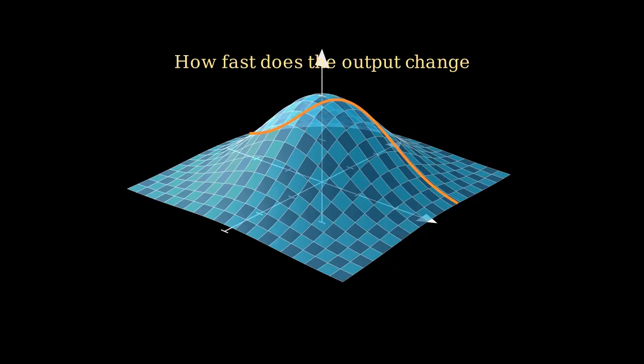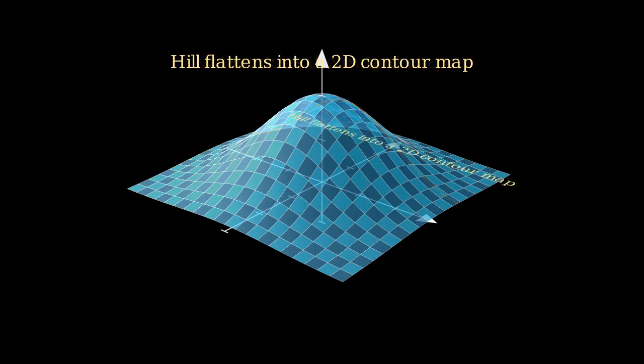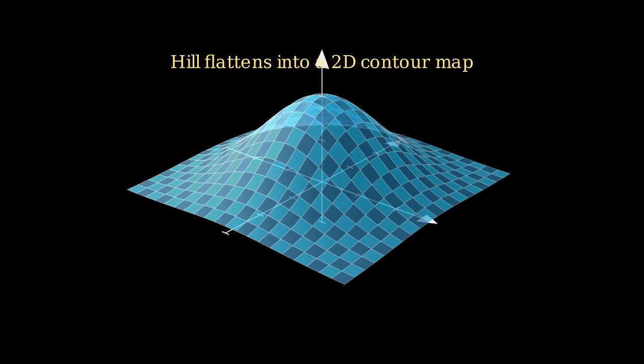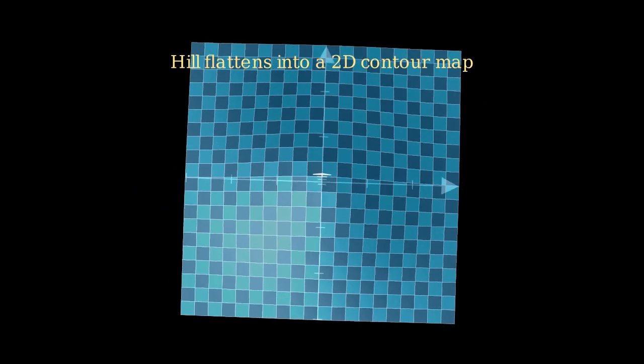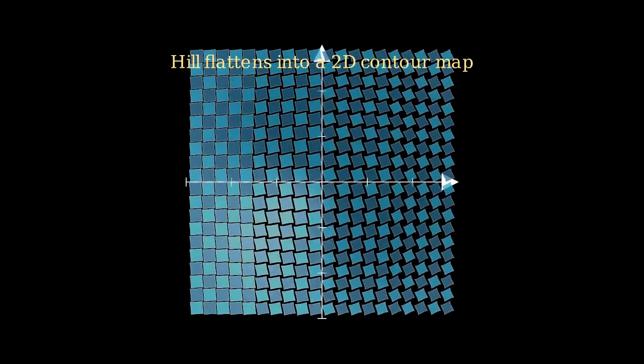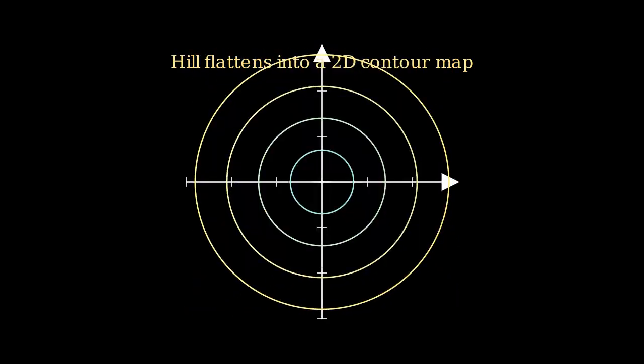Picture the function as a curved surface floating in 3 dimensions, like a hill made of graph paper. Now watch as that same hill flattens down into a 2-dimensional contour map, where each curved line on the flat map represents a fixed height on the 3-dimensional hill.